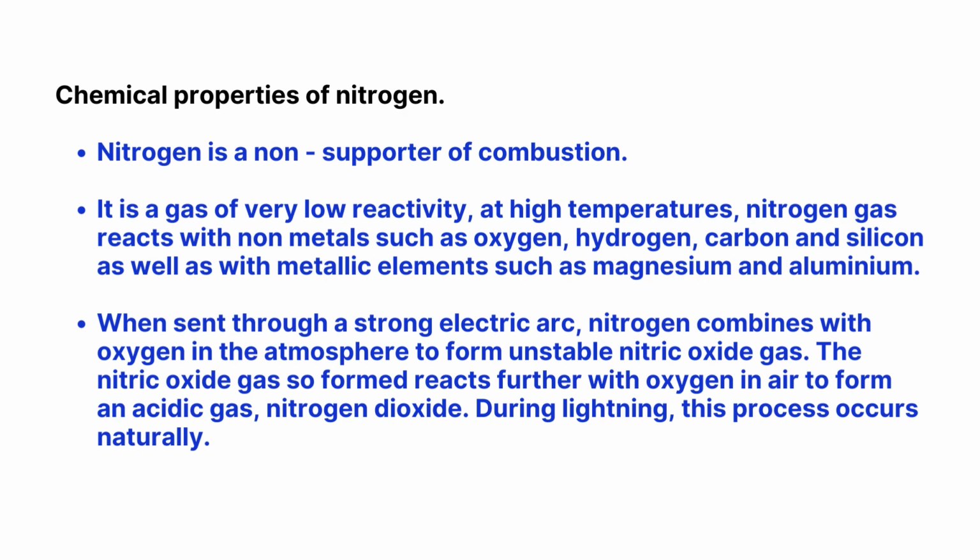When sent through a strong electric arc, nitrogen combines with oxygen in the atmosphere to form unstable nitric oxide gas. The nitric oxide gas so formed reacts further with oxygen in air to form an acidic gas, nitrogen dioxide. During lightning, this process occurs naturally.